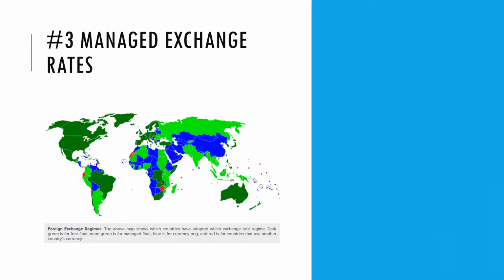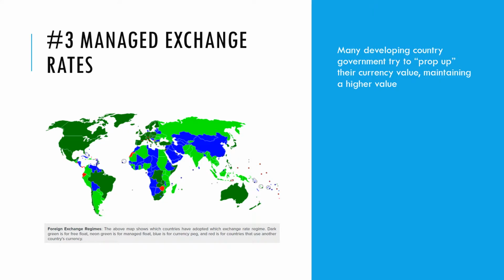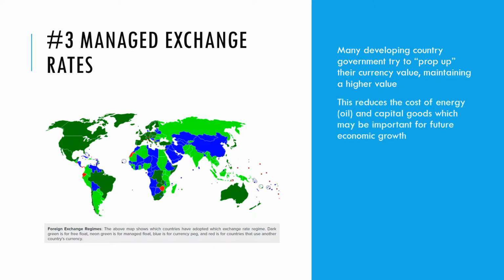The third approach is an interventionist approach in terms of the exchange rate, to try and operate a managed exchange rate. Many developing country governments try to prop up their currency value to maintain a higher value. This reduces the cost of imported energy, for example oil, and capital goods. Energy and capital goods may be important for future economic growth, so they want to maintain a strong exchange rate in order to make this affordable for the people within their country.